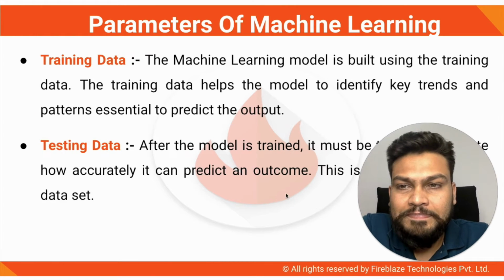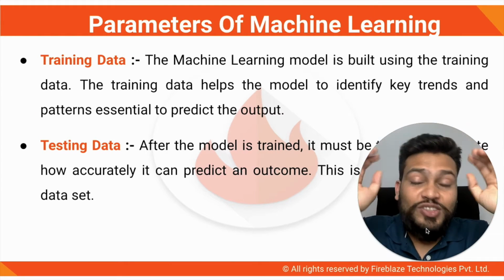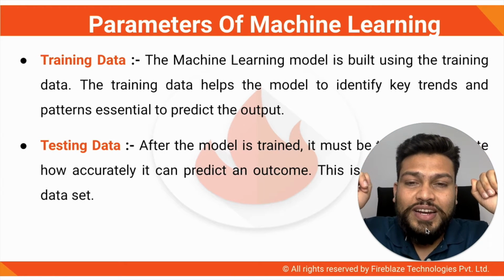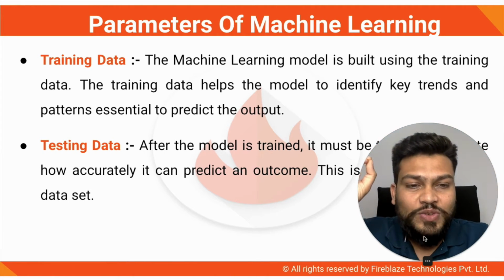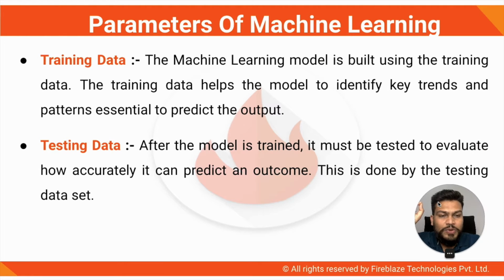Okay, then moving ahead. Now this is again much more fun, and these two are again widely used characteristics. So I'll just decrease this down. Perfect. So training data and testing data. First, we'll try to understand it from the theory part. The machine learning model is built using the training data, and the training data helps the model to identify key trends and patterns essential to predict the output. And testing data: after the model is trained, it must be tested to evaluate how accurately it can predict an outcome. This is done by the testing data set.